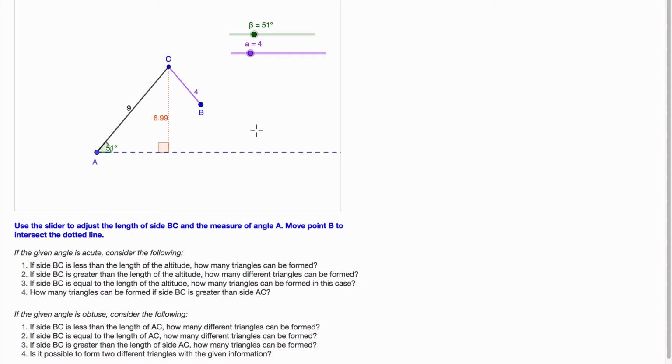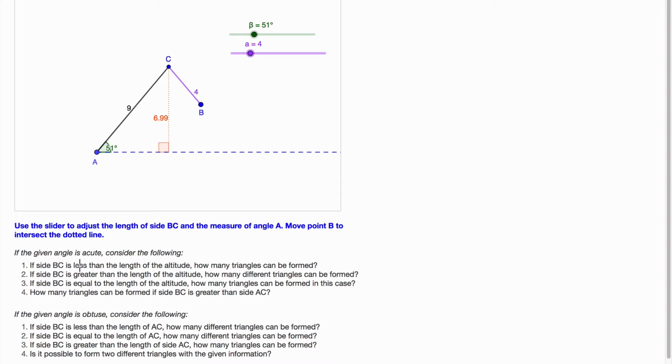Using GeoGebra, we have this application where I can adjust the measure of my given angle and the measure of the side opposite my given angle to outline these different scenarios and see what we get from those. If our given angle is acute, we want to consider these four things. Here we have an acute angle measure, 51 degrees. So let's try and answer this first question.